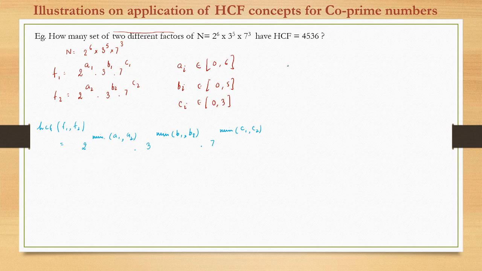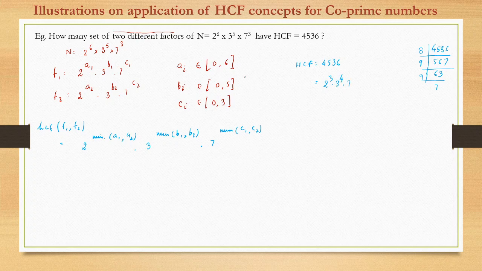Okay, and now we have been given that HCF is nothing but 4536. Let us factorize this 4536. Let us try with first 8, then 9, first let us check 9, again divisible by 9, 7. So this is nothing but 2 raised to power 3 into 3 raised to power 4 into 7.